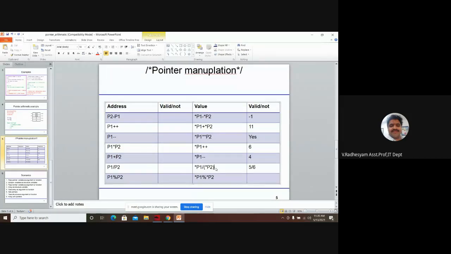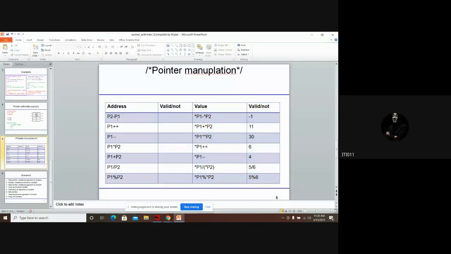So here also, this value represents 5 percentage 6. 5 percentage 6, so all these are valid. This is 30. 6 5s are 30. All these are called pointer arithmetic.